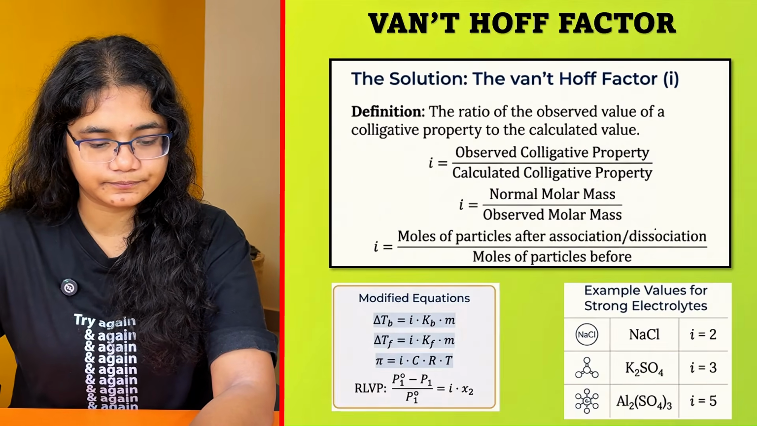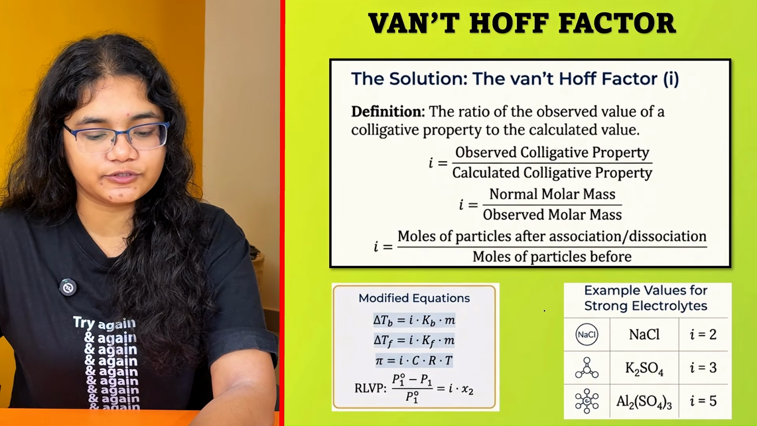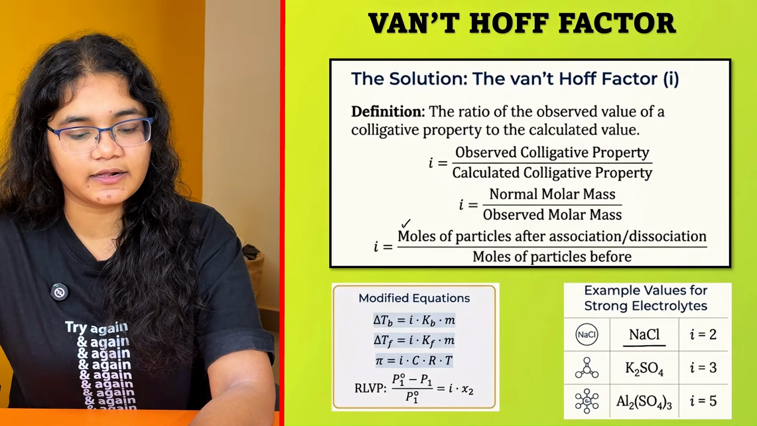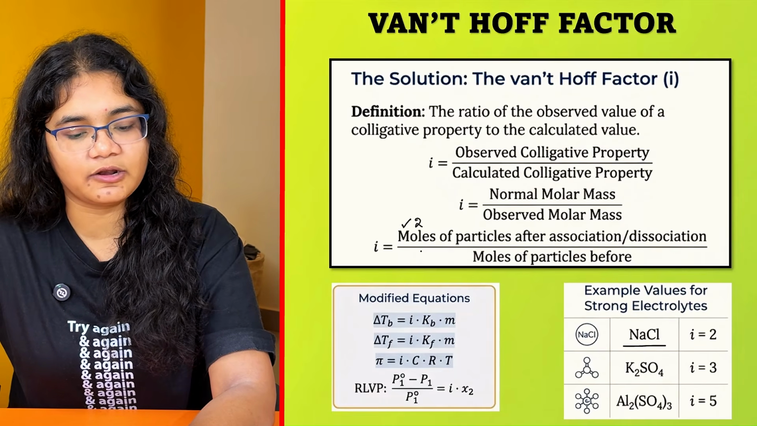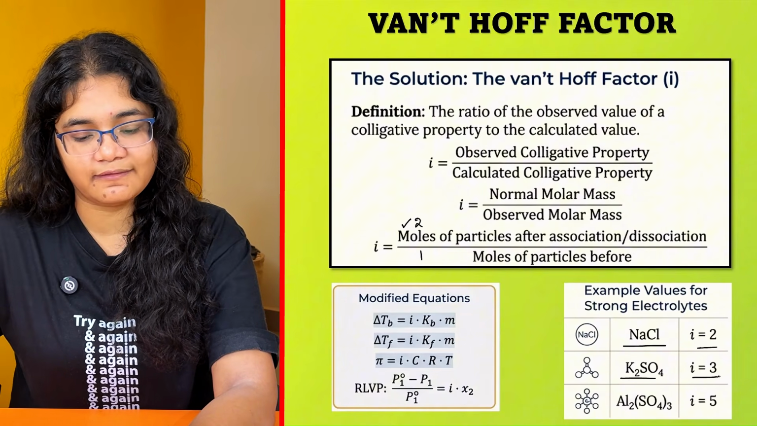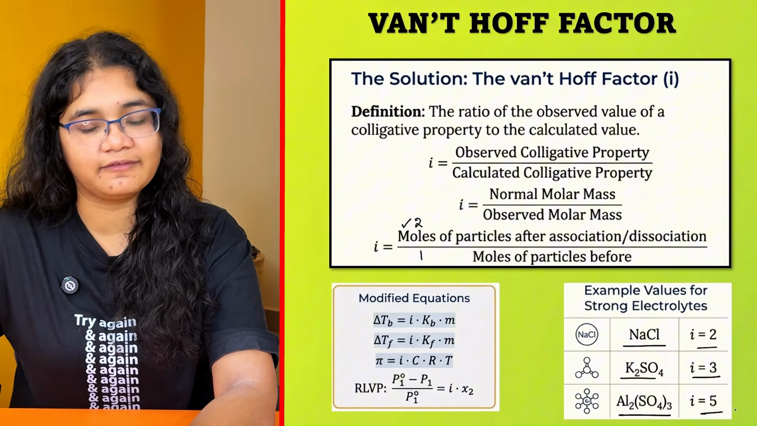For example, suppose you have NaCl. What is the i value? Number of particles after dissociation will be 2, number of particles before dissociation is 1, so 2 by 1 is 2. K2SO4, i value is 3. Al2(SO4)3, i value is 5.